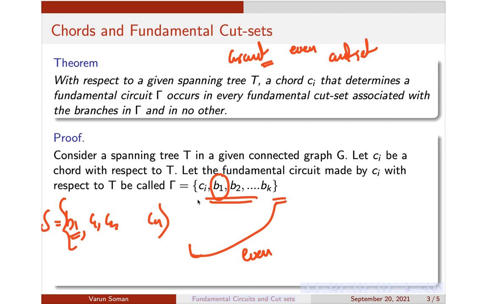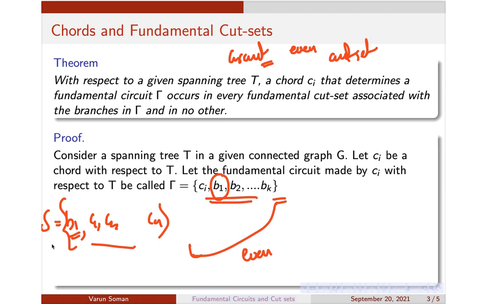So what is the possibility which can come in here? Okay, so we can see that if you look at this cut set, this cut set contains only one branch and all others are chords. So this cut set contains only one branch and all others are chords here. But this fundamental circuit contains one chord and all others are branches here.